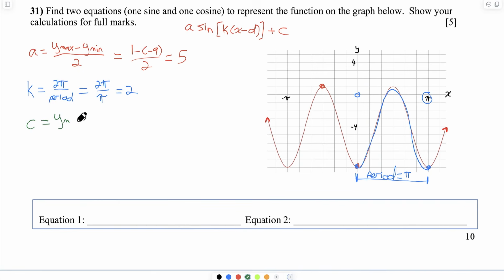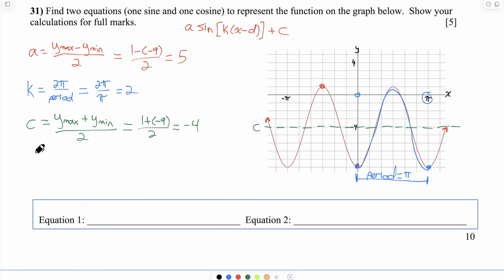So to find the middle of the y values, we just add the max and min y values and then divide by 2. That finds us the average y value. So 1 plus negative 9 over 2 is negative 4. And notice if I drew a horizontal line through negative 4, that would cut the function in half horizontally.